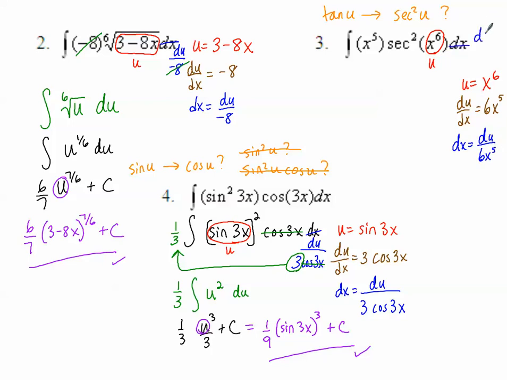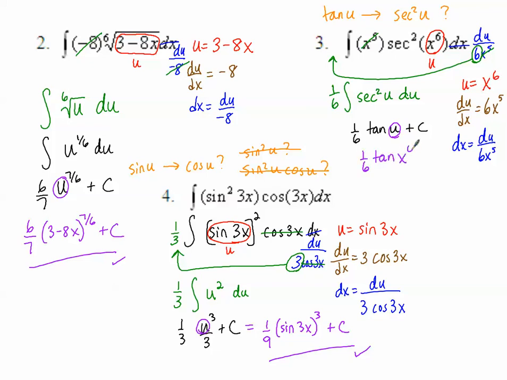Plug it back in up here, du over 6x to the 5th, and now simplify as much as we can. That becomes u, x to the 5th cancels with x to the 5th. I have a 6, let's not forget about that. We can pull that out. So rewriting 1/6 integral secant squared of u, and du is all that's left. Remember the antiderivative of secant squared of u? Tangent of u. So this becomes, when we do our antiderivative, 1/6 tangent of u plus c. Don't leave it with the u. U is x to the 6th. So 1/6 tangent of x to the 6th plus c.